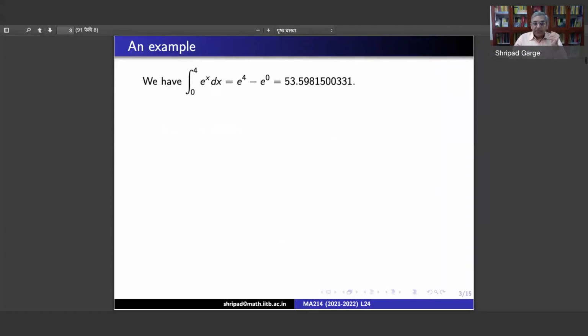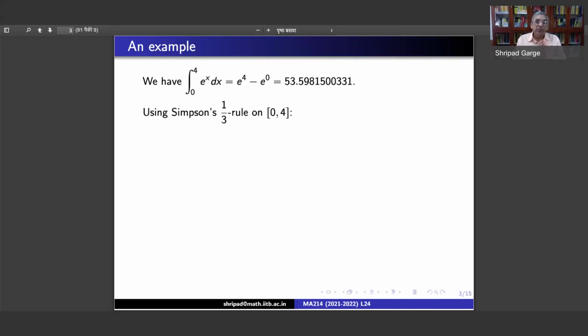We start with an example to say how effective this piecewise approach can be. So when we integrate the function e power x dx from 0 to 4, that is simply e power 4 minus e power 0, because the integration of e power x is e power x. And you are looking at definite integration, so the constant term doesn't come, and this is the answer, 53.5981500331.